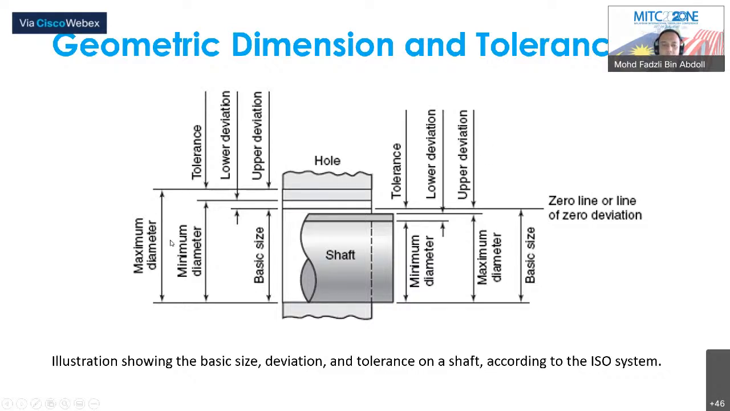Okay, this is the basic size lah. Sama jugalah dengan hole punya terminologi dia. Okay, kalau hole, contoh untuk tolerance antara maksimum dengan minimum diameter kita panggil dia tolerance. Untuk lower deviation pula dia ada antara minimum diameter dan juga basic size. Dan upper deviation pula adalah antara basic size dan juga maximum diameter. Okay, basic size ataupun dia punya line itu kita panggil zero line.